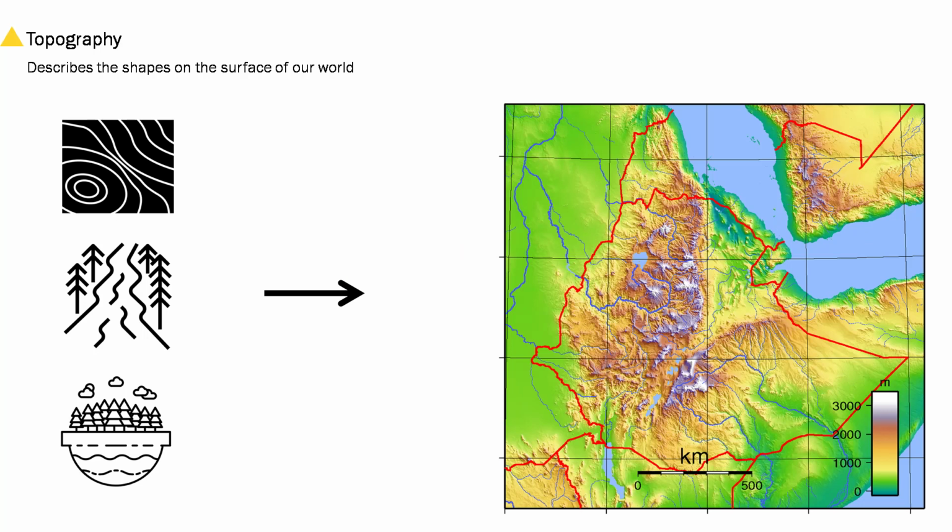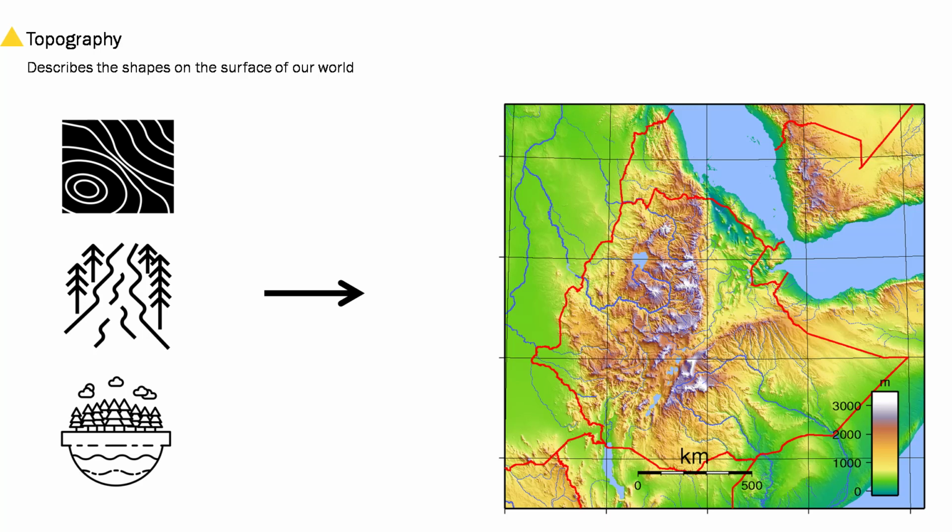Topography tries to describe the main shapes on the surface of our world, with the elements of terrain, water bodies, and sometimes vegetation and built structures. This information is usually collected in maps. Depending on the scale, this is more or less helpful for us urban planners.